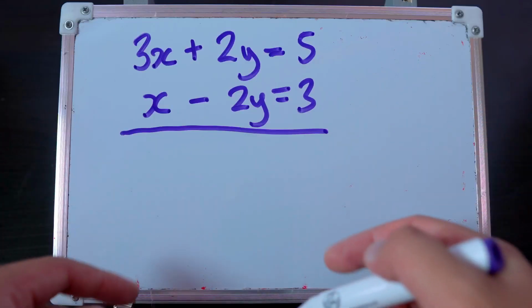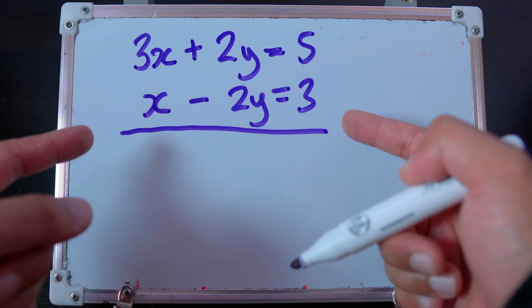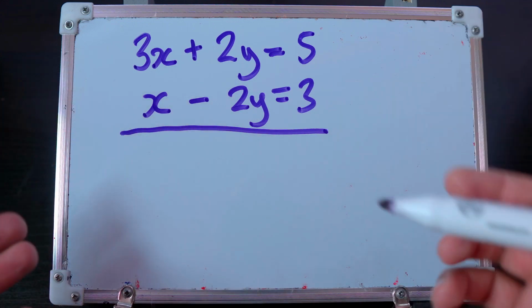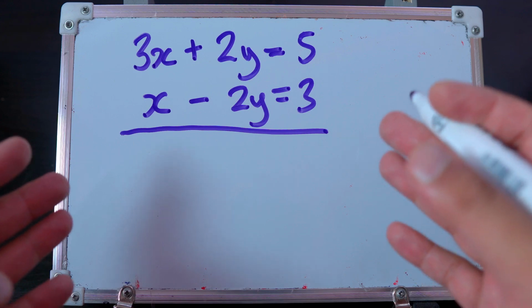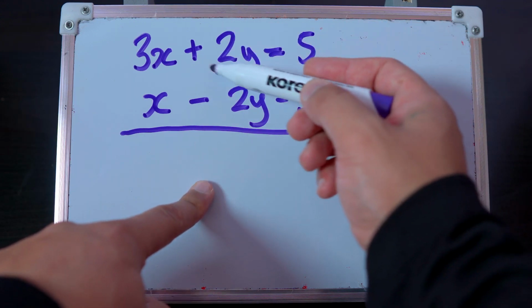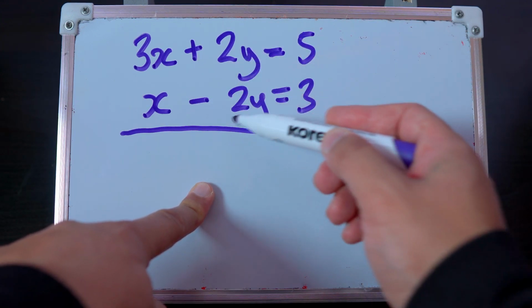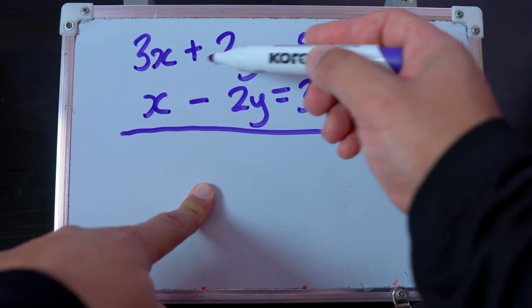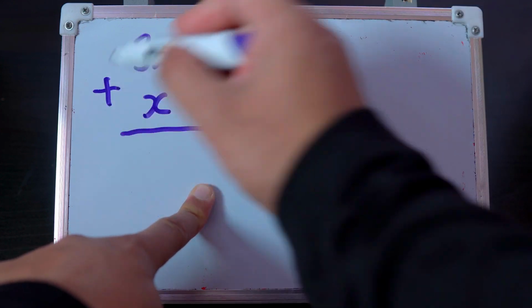So son, what we're going to do here is we're either going to add or subtract these equations. We need to find one of the variables that are the same size but have the opposite sign. Look, we have plus 2y and negative 2y. So these have the same size, but the opposite sign. We can add these equations, okay?